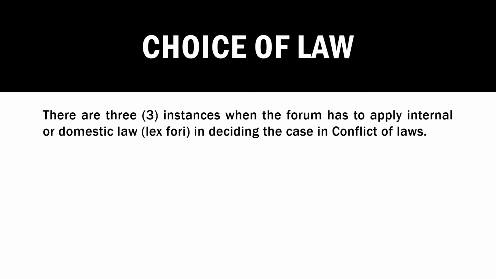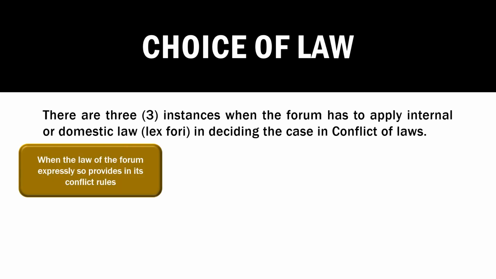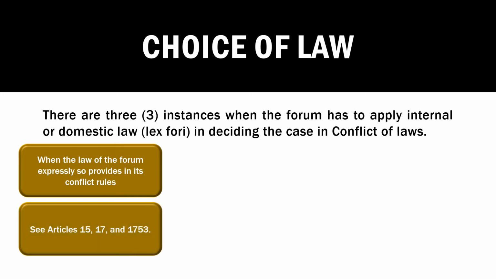The next phase of conflict of laws is the choice of law. There are three instances when the forum or internal law has to apply in deciding cases in conflict of laws. The first instance is when the law of the forum expressly so provides in its conflict rule. It is the provision of law which tells the court which laws to apply in cases of conflict of laws. So we have Articles 15 and 217 of the New Civil Code, and Article 1753, which are the governing provisions on when to apply our internal or domestic law.